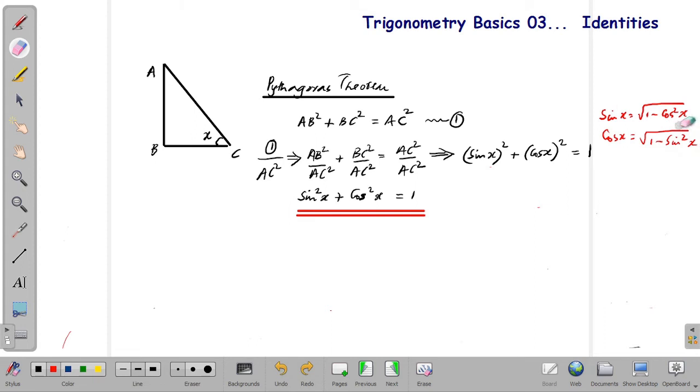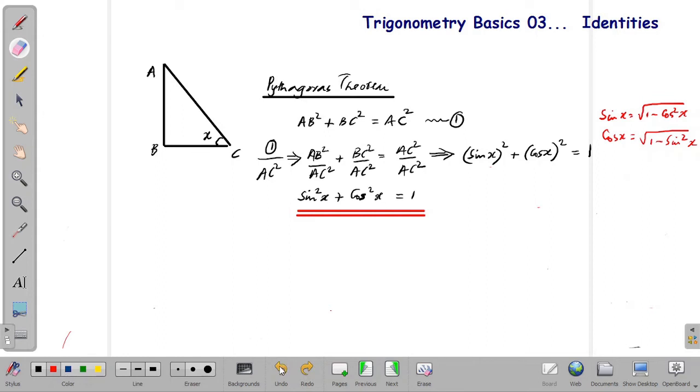Suppose you are given the cos x value, we can find sin x by using this formula, root of 1 minus cos square x. You can have plus and minus here, but for the time being, we limit only to the plus value. Sin x is equal to the positive square root of 1 minus cos square x. There is a provision for negative value also. Cos x is equal to root of 1 minus sin square x.